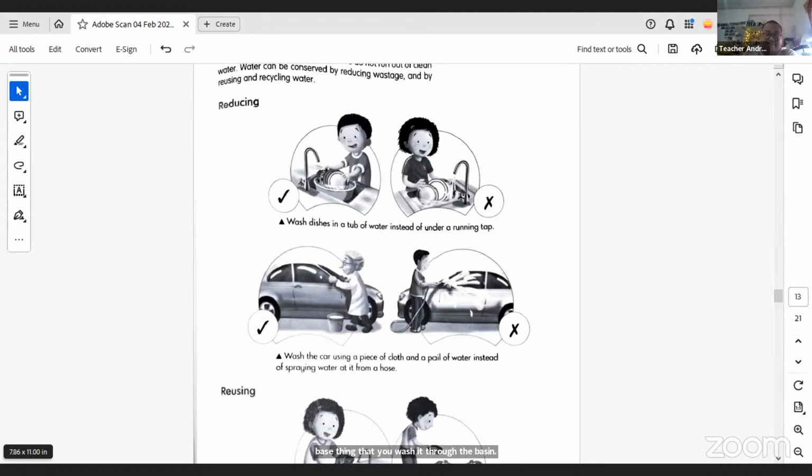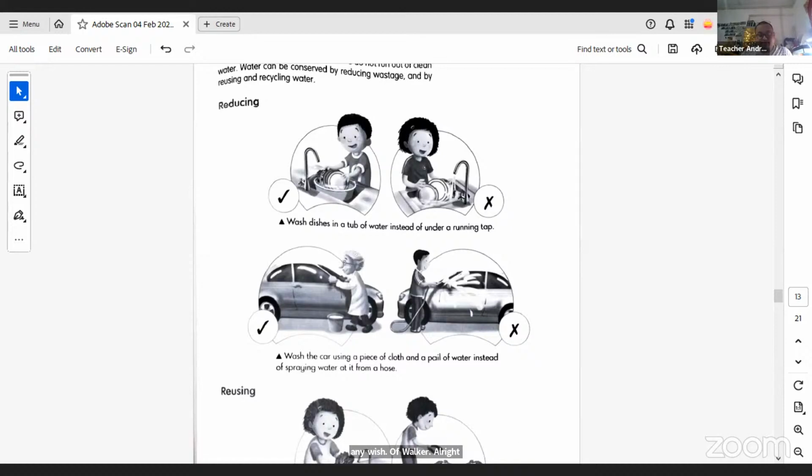When you are washing the car, use a piece of cloth and a pail of water instead of washing the car with a hose. This will reduce the water. Imagine if you were to use a running water hose to spray on the car. The amount of water is too much to waste. But if you use a pail, you can control the amount of water and there won't be any waste of water. All right.